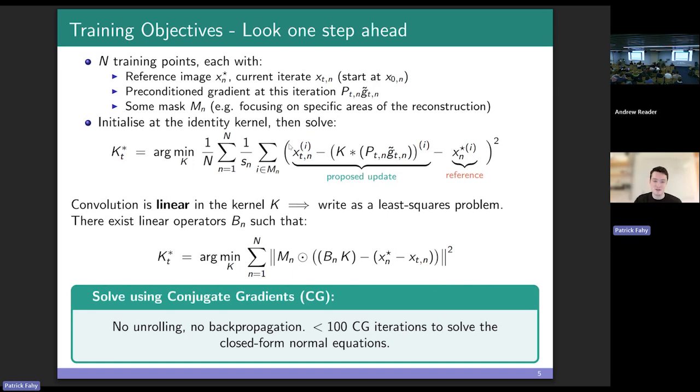Okay. This top loss may look slightly long, but if you notice, this convolution is linear in the kernel K. So we can just write this as a least squares problem. There exist linear operators Bn such that this holds at the bottom, which looks much simpler. Using this, you can derive the normal equations and you get a nice closed form solution. So we don't need unrolling, no backpropagation. It's very simple, and we just use CG to find the closed form solution.